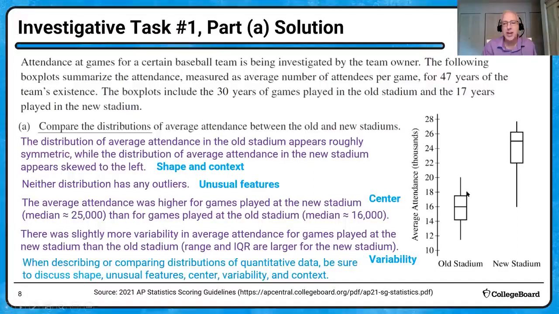shape, looking at the upper half of the distribution from the median to the maximum versus the lower half of the distribution from the median to the minimum for each of the 2 graphs. And that's why I commented that the distribution for the new stadium appears to be left skewed, because the lower half of the distribution is a lot more spread out than the upper half. But that's about all we can say in terms of shape.